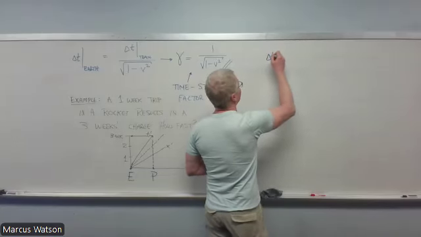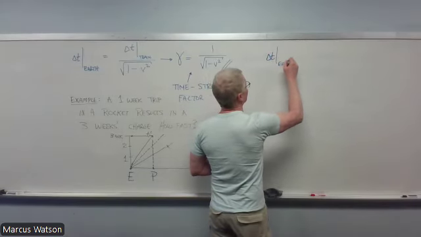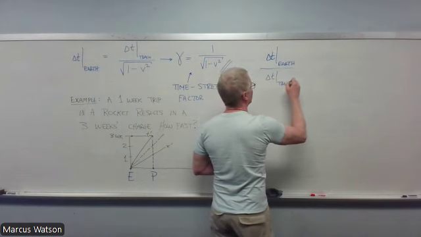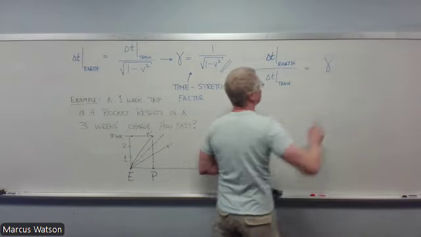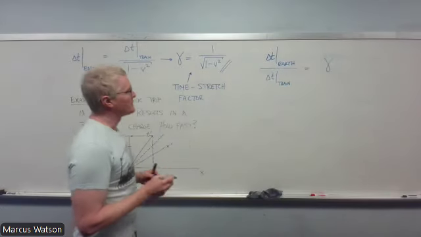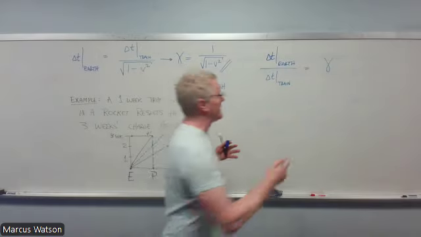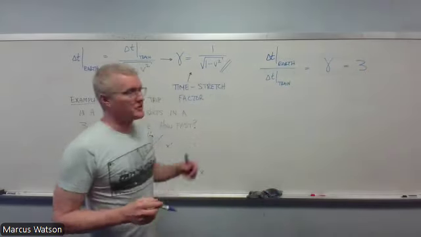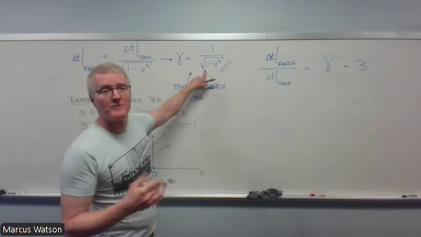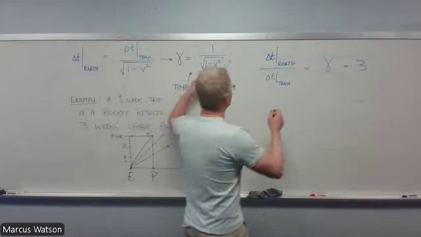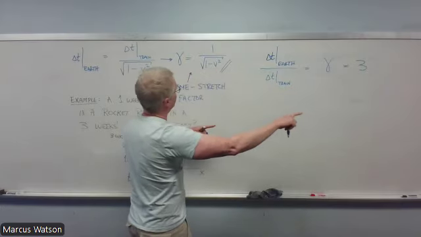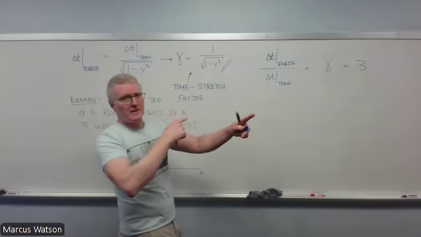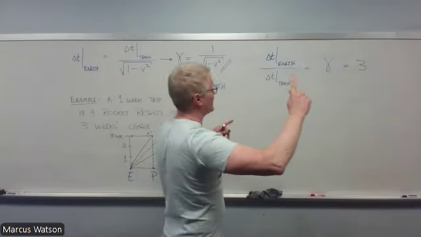So that delta T Earth divided by delta T train is equal to gamma, the time stretch factor. And that we know is equal to 3. So all I have to do is now go back into gamma and solve for what V is. If I do that, that means I've got to square everything, flip it over, subtract it from 1, and then square root the whole thing.